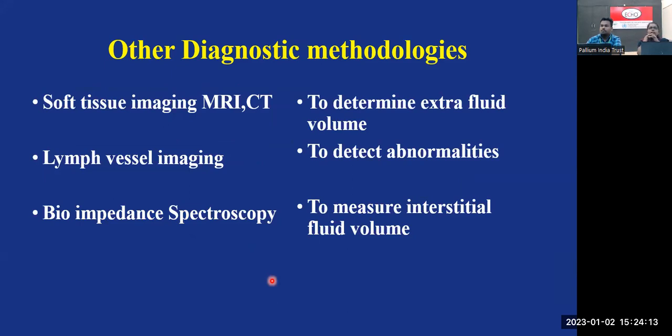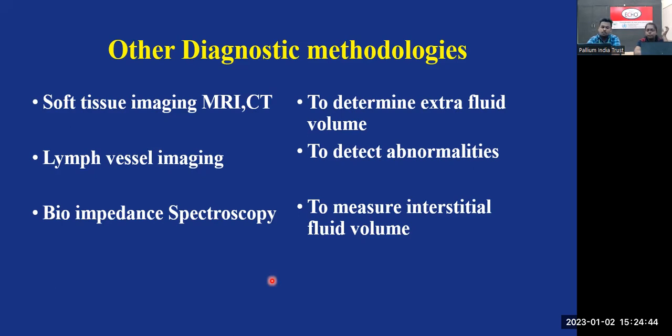So these are the other diagnostic methodologies. Soft tissue imaging, MRI or CT, can show how much extra fluid volume is in the interstitial space. If you do lymph vessel imaging, you can detect any abnormalities. And bioimpedance spectroscopy can measure the interstitial fluid volume.